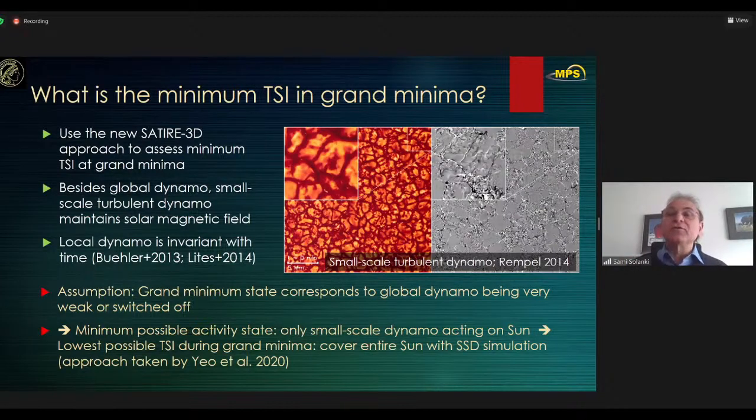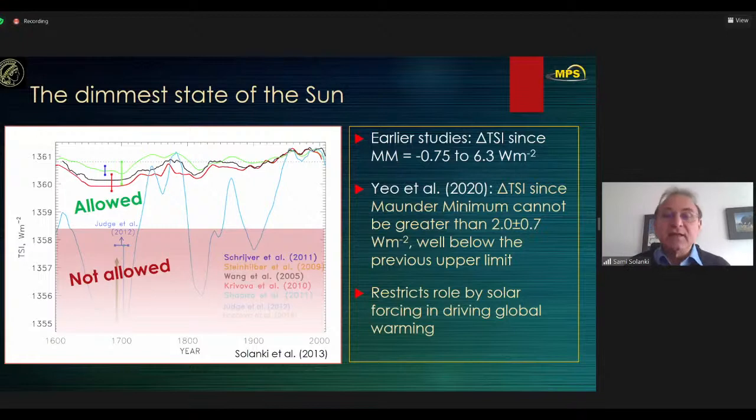And it turns out it's also a lower limit then to the irradiance of the sun, to the brightness. And this is an approach that was taken by Yu et al. last year. And they could set a limit on how much darker the sun could be during the Maunder minimum. They said it could not get darker than 2 watts per square meter, 2 plus minus 0.7, below what it was during the last minimum in 2008.